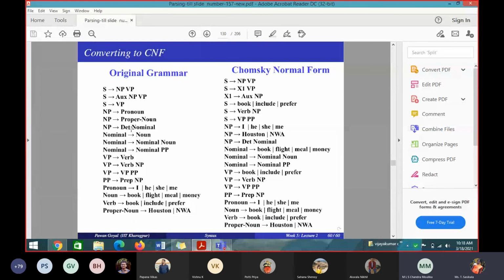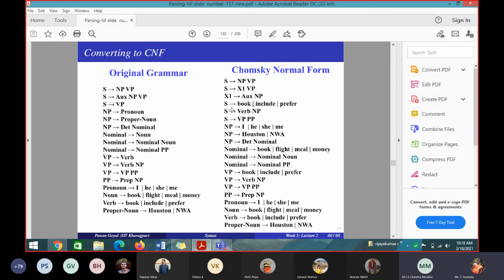Next you see NP gives determiner nominal. That is fine. NP gives proper noun. Not satisfied. Good. So what do I have to do? Check whether any proper noun is there. Yes, two proper nouns are there. One is I, he, she, me, which I have also written. Next proper nouns are Houston and NWA. So that also I have replaced. So NP gives pronoun is replaced by two rules.